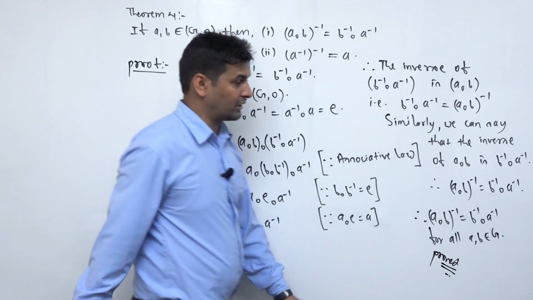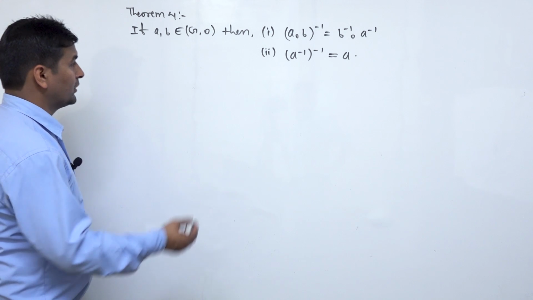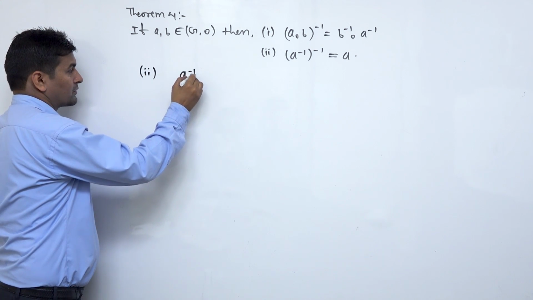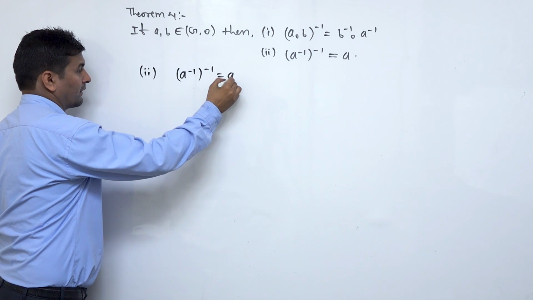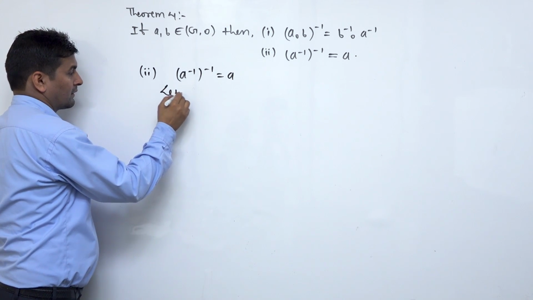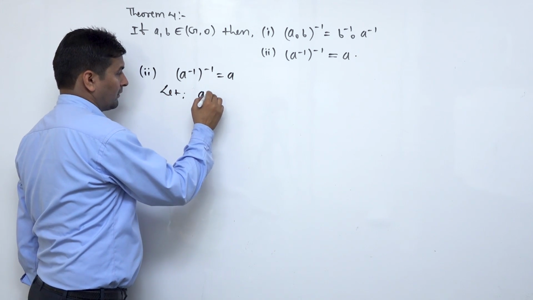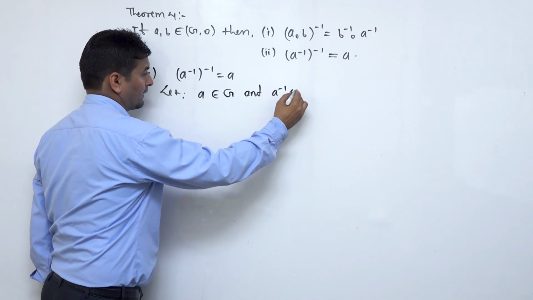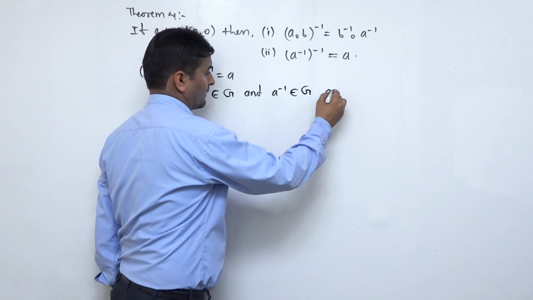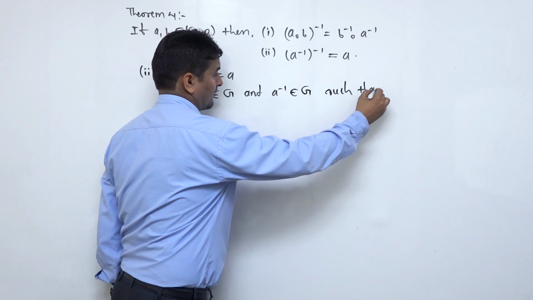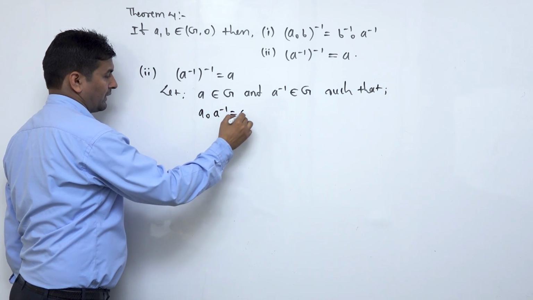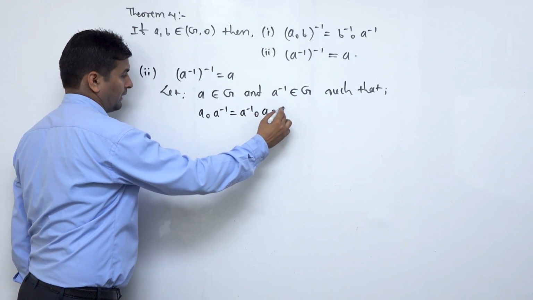This is the proof of this theorem. It is proved. Now in the same theorem we prove part 2. We need to prove that (a inverse) whole inverse equals a. Let a belong to G and a inverse belong to G such that a not a inverse equals a inverse not a equals e.